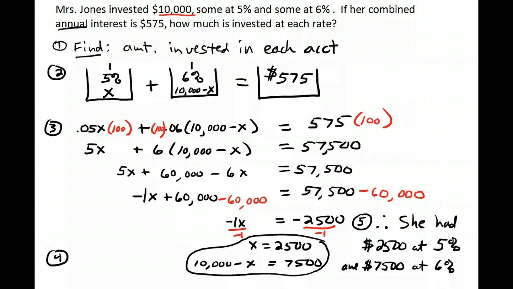Alright, you can see I've solved the equation and I ended up with x equals 2,500. That means to find the other amount I would take 10,000 minus 2,500 to get 7,500, and here's my conclusion. Therefore, she had 2,500 invested at 5% and 7,500 invested at 6%.